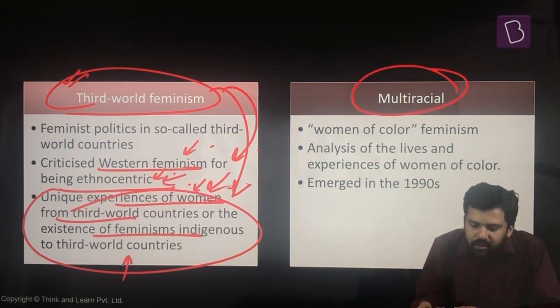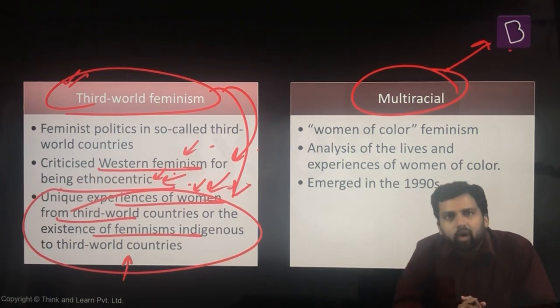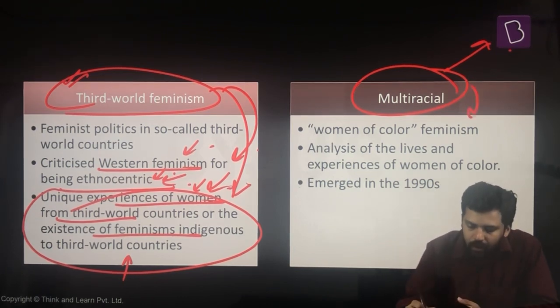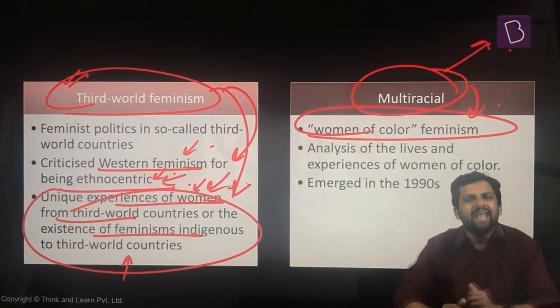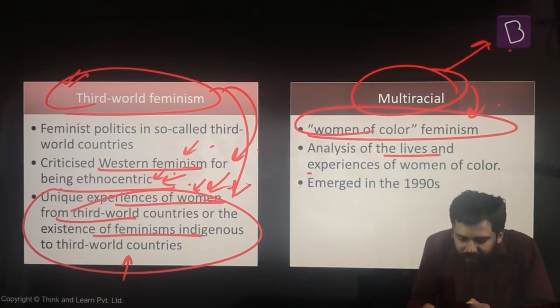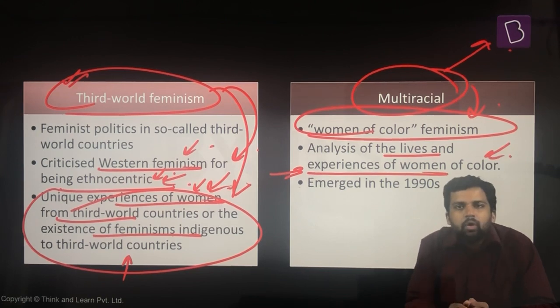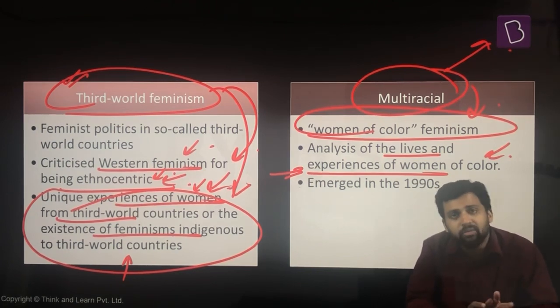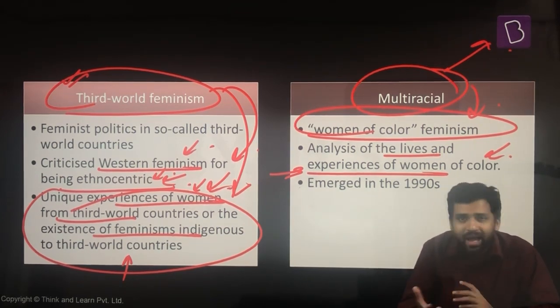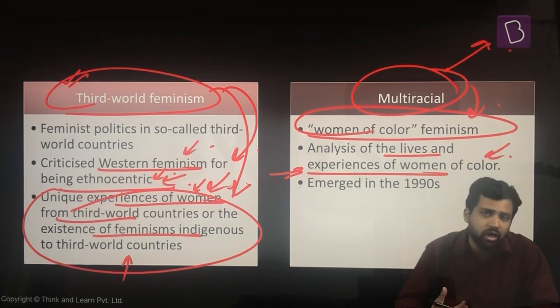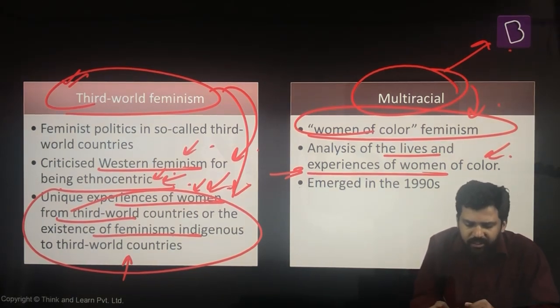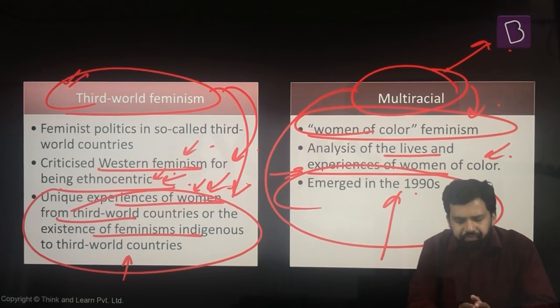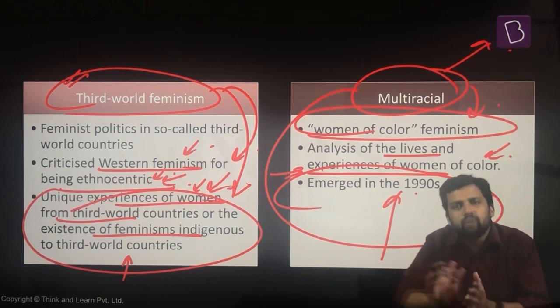Apart from that, there is another form of feminism that is called multiracial feminism, or women of color feminism. It takes into account the lives and experiences of women of color. So the feminist movement should not be only on the basis of experiences of white, upper class, middle class women. It should be on the basis of the experience of women from different backgrounds: women who are black, women who are yellow, women from the lower classes, upper classes, middle classes, everything. This is something which emerged late, in the 90s. So these are the different schools of thought.